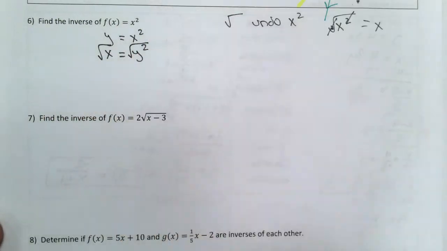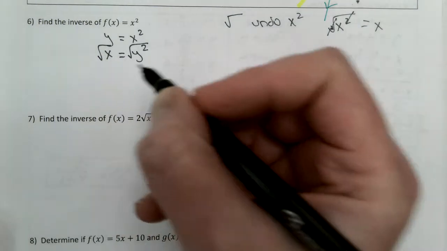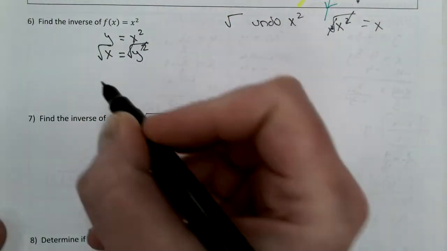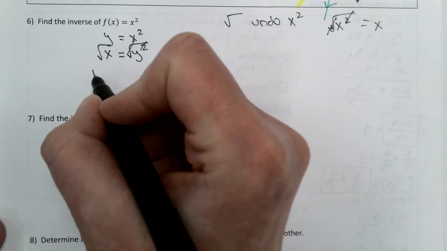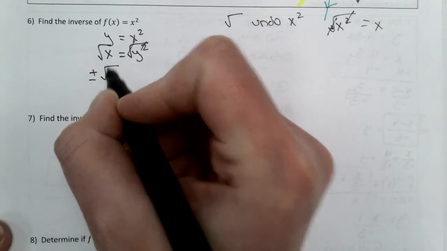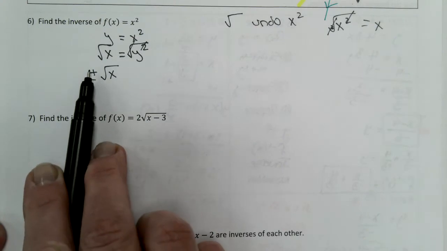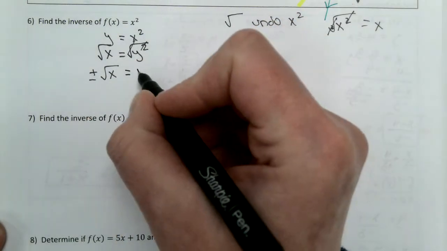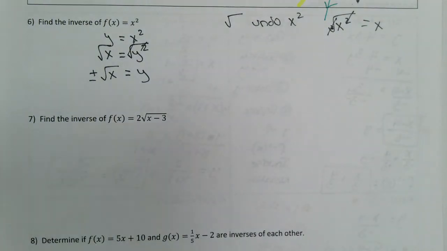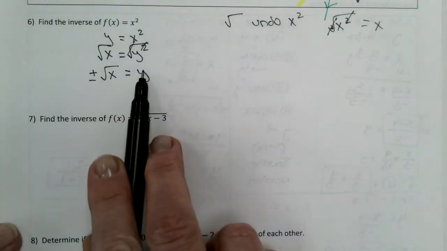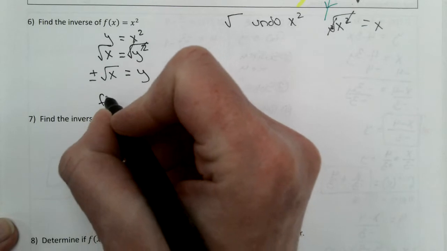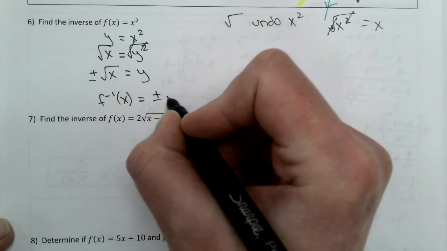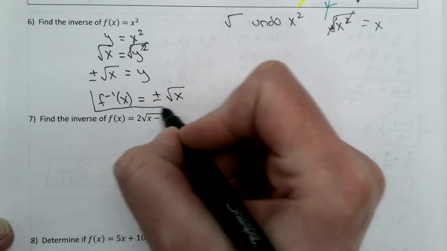So I'm going to take the square root of both sides. And what you have to remember, so that cancels out that, is that when you take the square root of both sides, you get two answers. You get the positive version and the negative version. So I have plus and minus radical x equals y. And then I'm going to get rid of my y and use inverse notation equals plus or minus radical x.